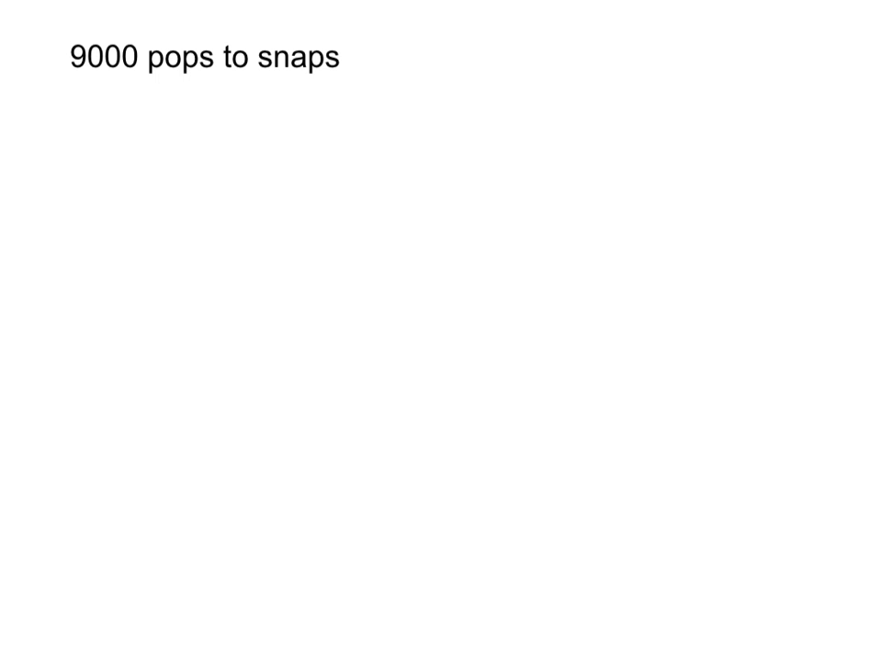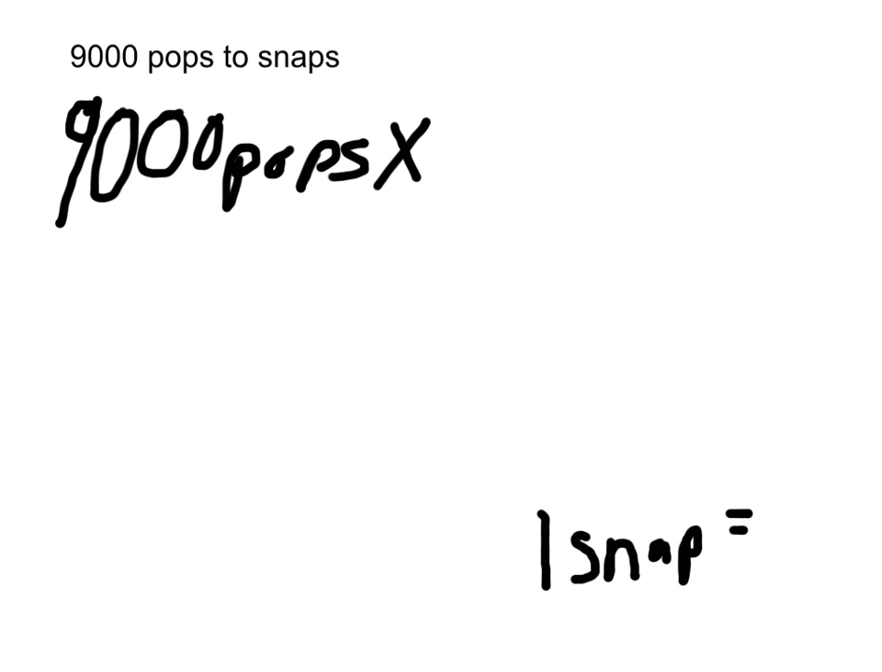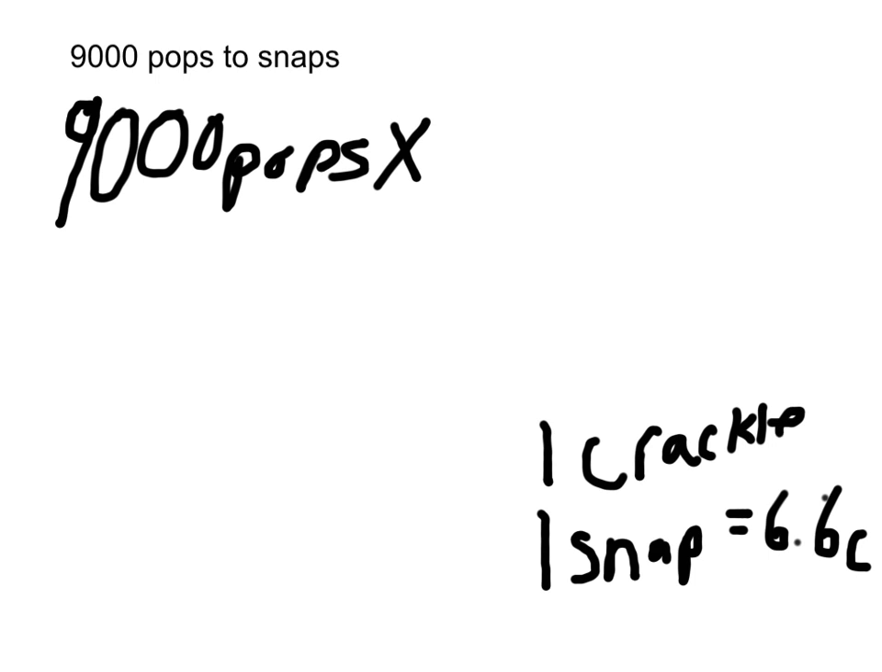I don't have anything on that slide that goes straight from pops to snaps. So let's start out. I have 9,000 pops. Remember, I start out with whatever I'm given, 9,000 pops. Then I'm going to multiply that by something that's going to get me closer to snaps. If you look back, scroll back a little bit to that slide, I see that one snap is 6.6 crackles. I also see that one crackle is 1,000 pops.